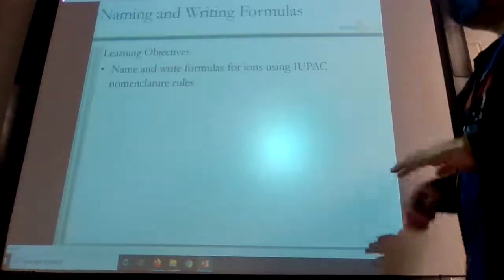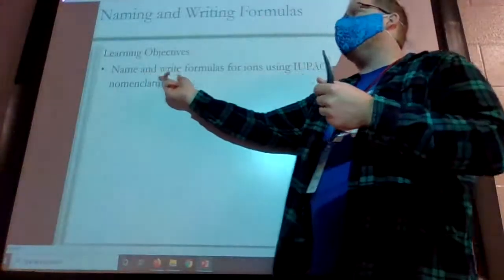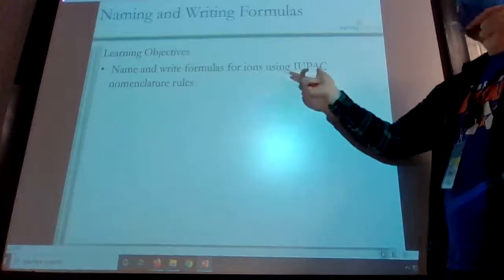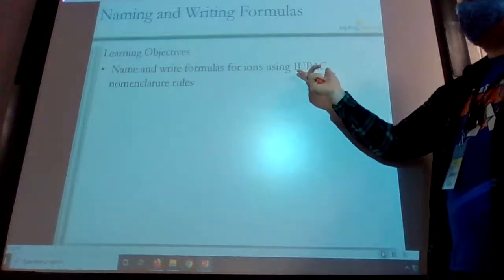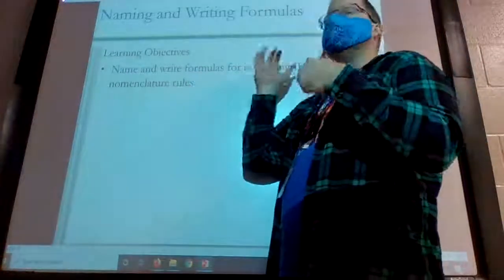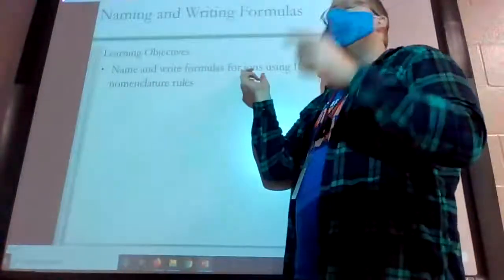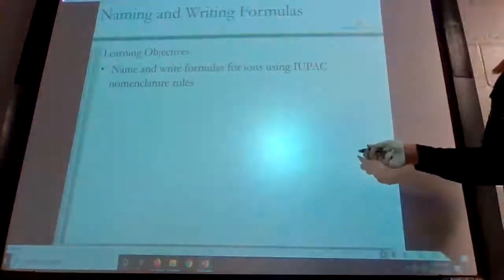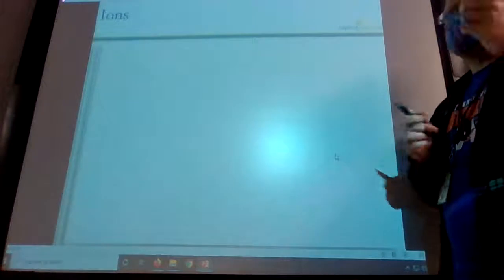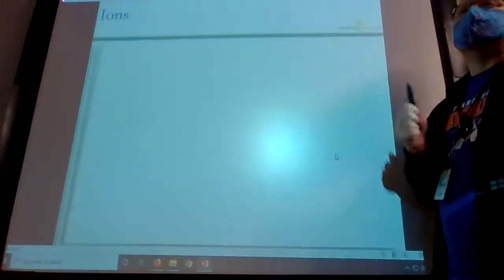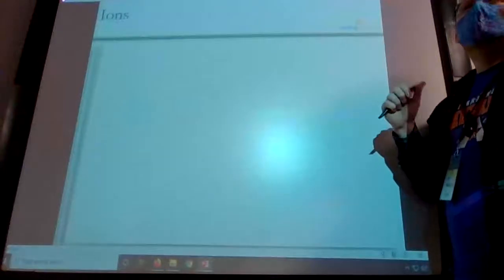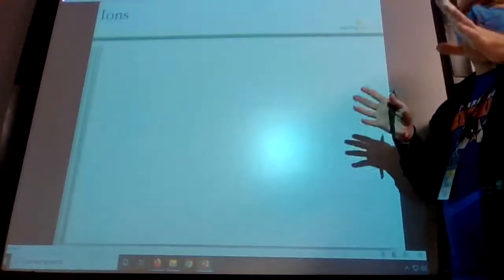So, learning objectives, what are we going to do today? We're going to learn to name and write formulas for ions using the IUPAC nomenclature rules, which is just a set of rules that we all use. What are ions? What do ions have? They have charges, either a positive or a negative charge. So we're not getting complicated. We're just doing single element ones, or we'll have a list of multi-element ones.